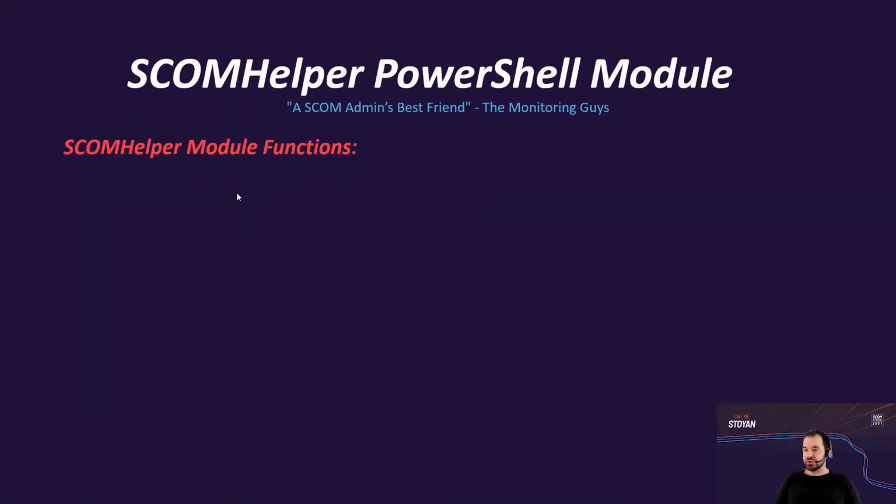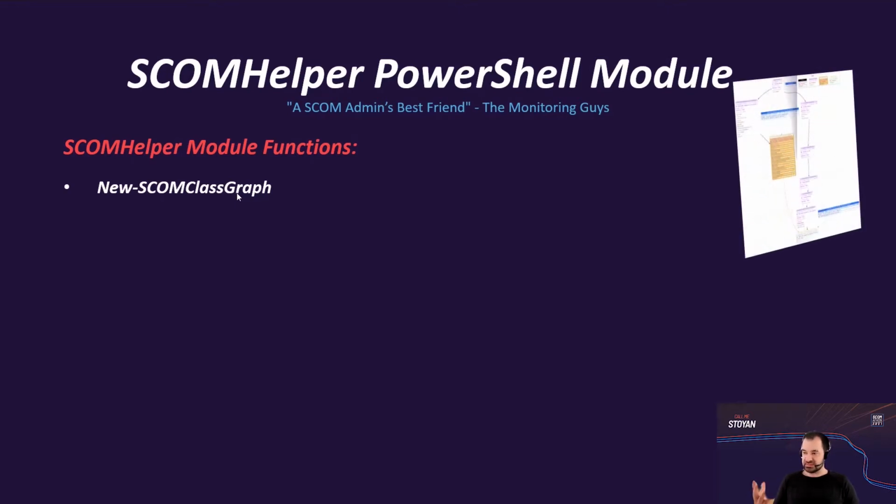The first thing we're going to look at is the SCOM Helper PowerShell module. Like you see, it's a SCOM admin's best friend. It really contains some very helpful functions, and I'm using some of them very frequently. I would like to present them to you. The New SCOM Class Graph. This is a great function to visualize classes, their properties, their dependencies and relationships.